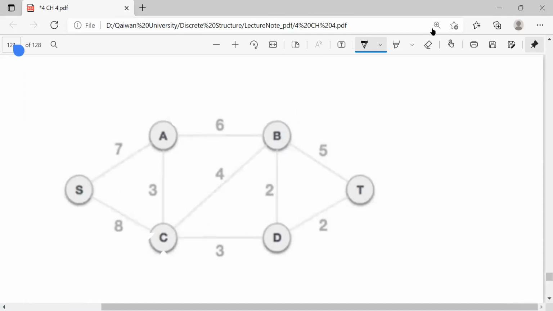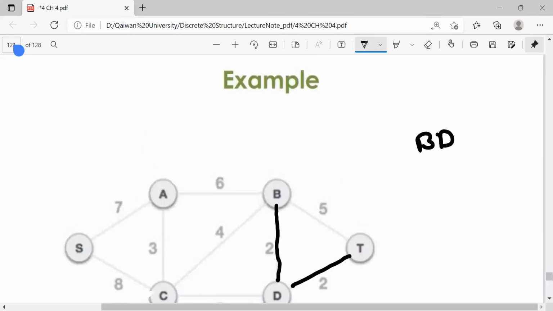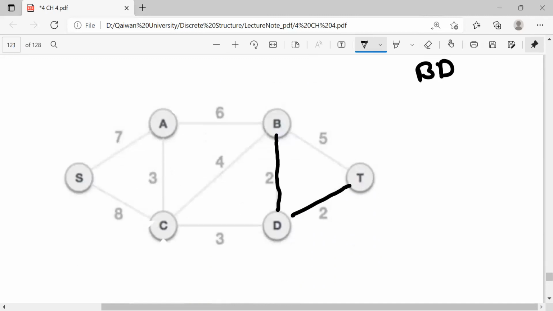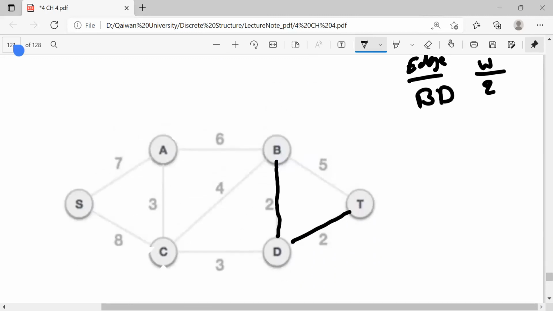Now, what do we do? We first must order the edges from the least weight to the greatest weight. What are the edges here? The least ones: we have this edge and this one. These two have the same, least weight. We say BD, its weight is 2. How about DT? It's 2 also.